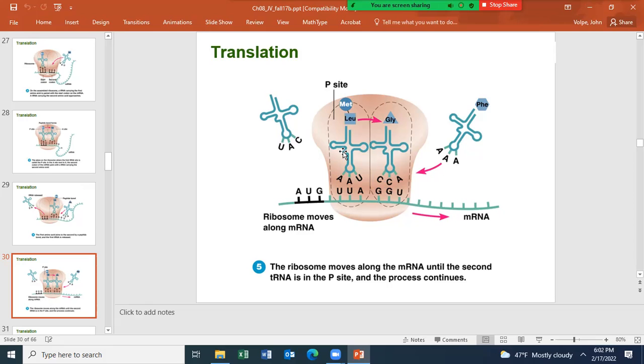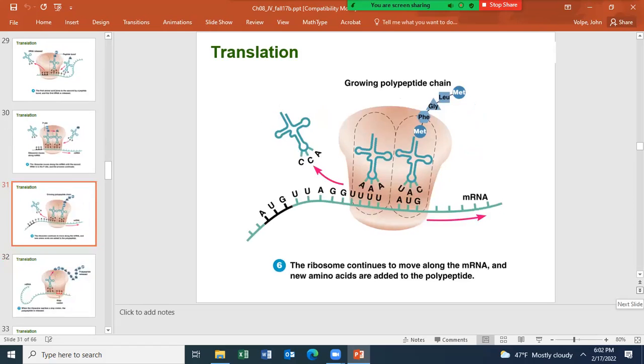This will allow this tRNA to move out. Is that shown there? Nope, shown here. And then the ribosome will move down one position so that the next codon is in the second position of the ribosome. And then that tRNA will come in and we'll have a growing polypeptide chain.